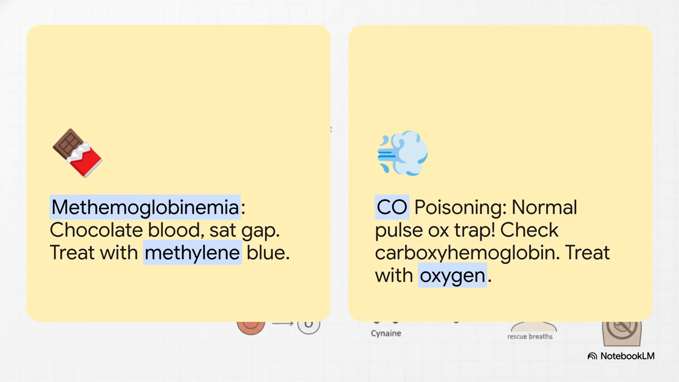Carbon monoxide poisoning from smoke or enclosed fires is the opposite trap. The pulse ox looks entirely normal because it literally can't distinguish carboxyhemoglobin from oxyhemoglobin. Confirm with an ABG carboxyhemoglobin level and treat with 100% high-flow oxygen. You'll escalate to hyperbaric oxygen for severe cases like seizures, myocardial ischemia, or high exposures in pregnancy.